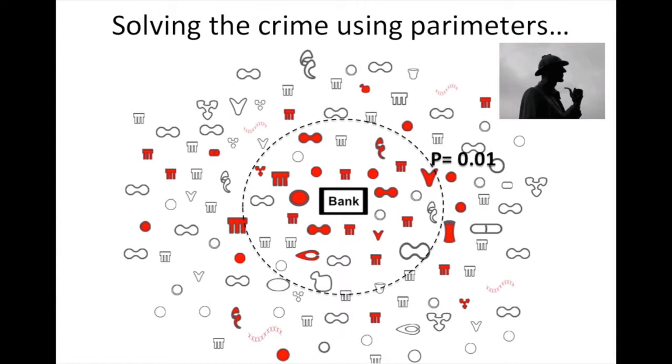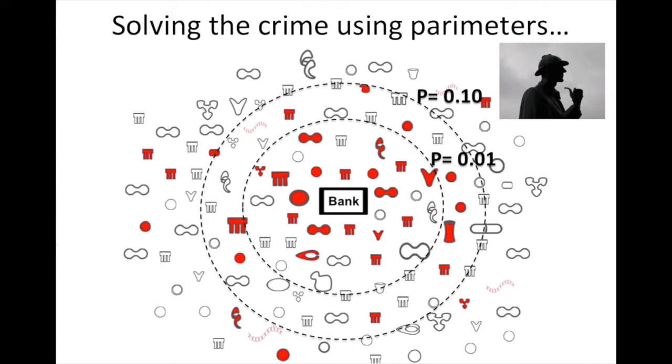We can draw them tight. We can draw them farther out. The farther out you go, you get more guilty individuals, but at the same time you also get more false positives. So there's a trade-off here, and there are really no set rules to determine where you should draw these p-value lines.